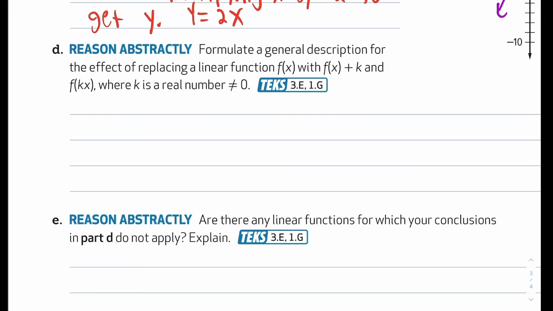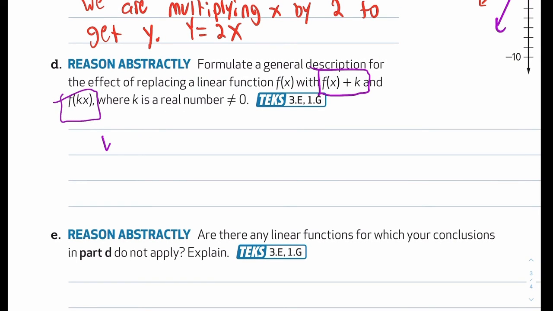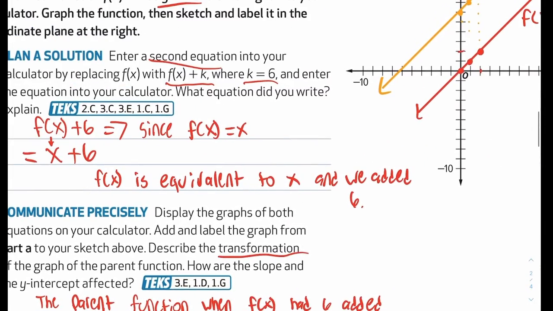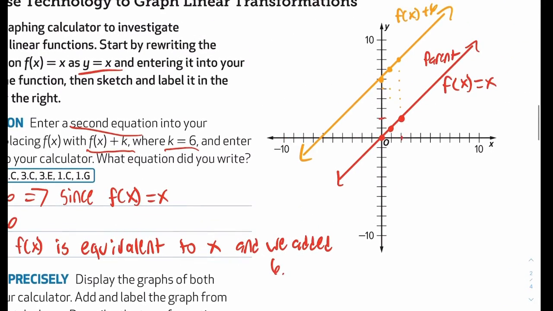Formulate a general description for the effect of replacing, okay, so this one and this one, when doing f of x plus k, what happened to the graph? Between the red one and the orange one, what changed? Was it the slope or was it the y-intercept? They sure look parallel to me, so that means the slope didn't change. It's the y-intercept that changed.